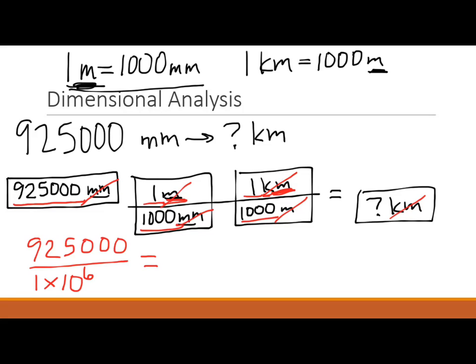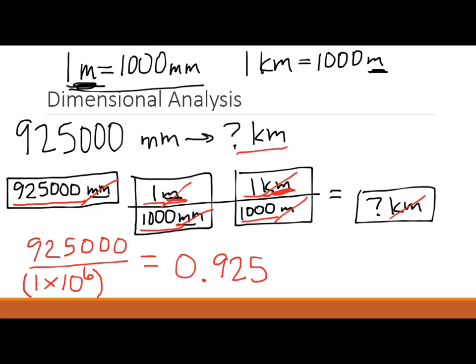One thing I would note is that anytime I have scientific notation in my calculator when I'm doing a calculation, I like to put parentheses around it, just because of order of operations, and sometimes the calculator will misinterpret what you mean. So, good idea to punch that in like that. 925,000 over 1 times 10 to the 6th, which comes out to 0.925.